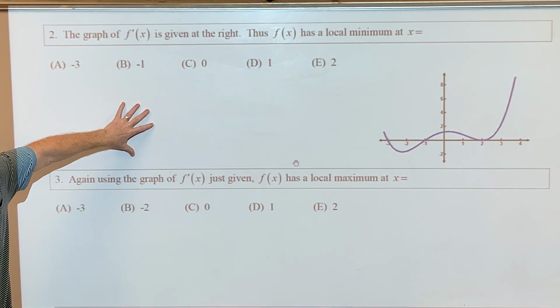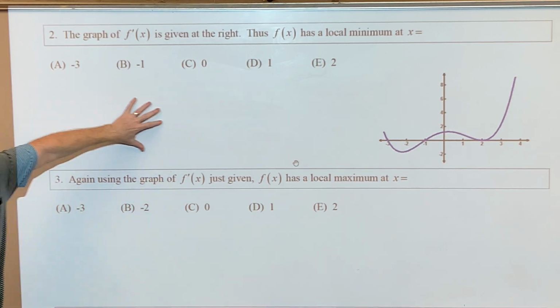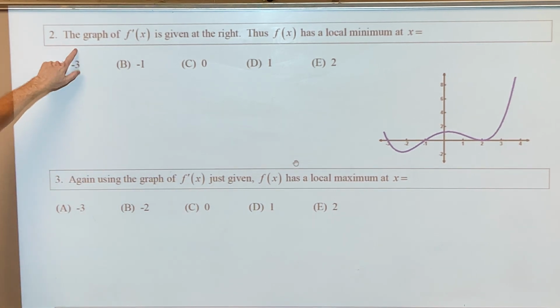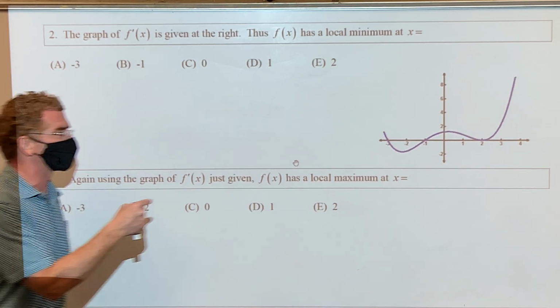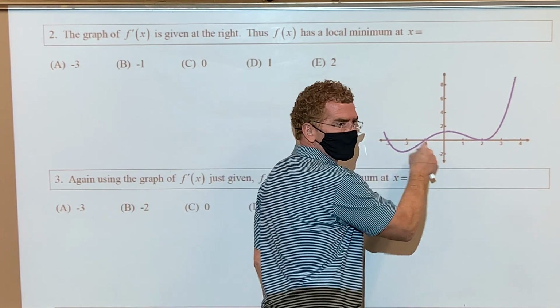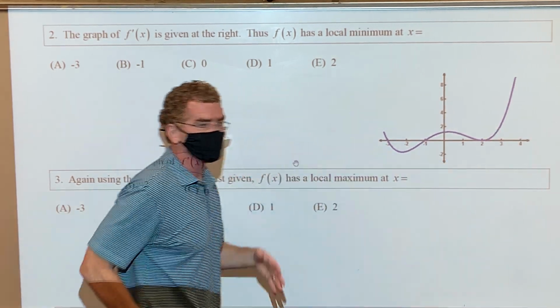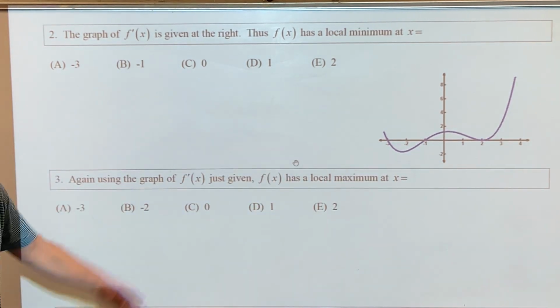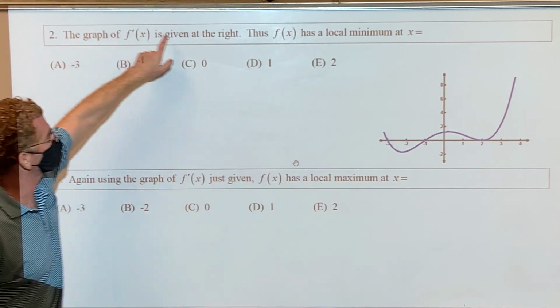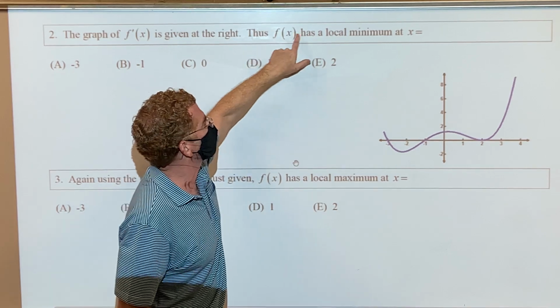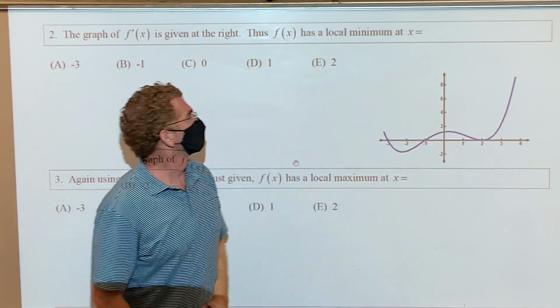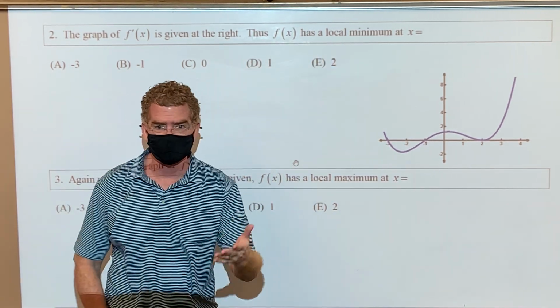All right, since we are videoing this, let's jump back and take a look at the next one. So this one, I gave you f prime, but I didn't give you the actual equation for you to find out where the zeros were, right? I just gave you the picture of it, which is kind of like what we were just talking about. So there's f prime, the graph of f prime is at the right, but they're asking you about f. So where would f have a local min or a relative min?